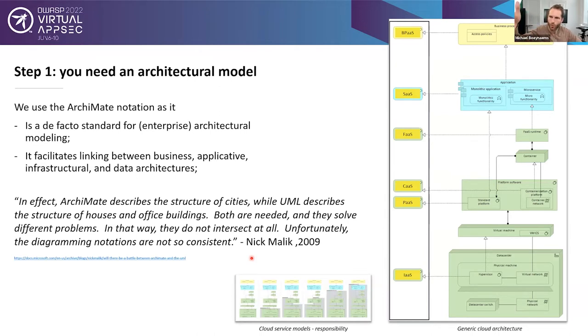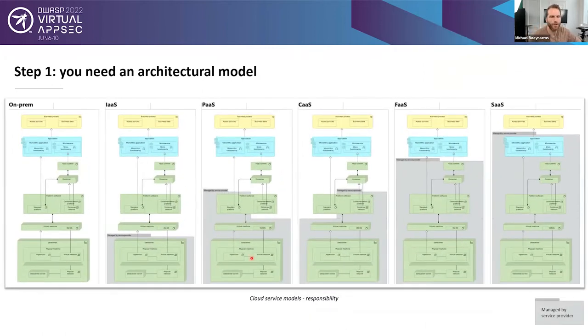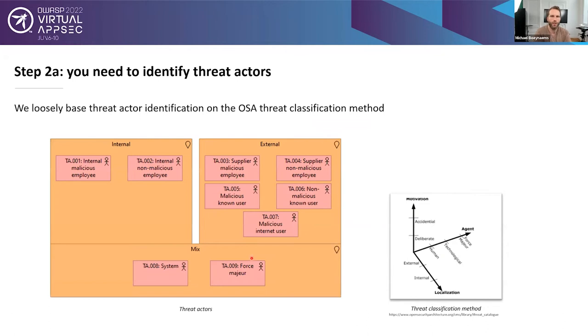So step one is done. We have a model. We have an architectural model in Archimate. And here you see again these different service models. So you see that I was a bit caught up in this because, again, I think it's useful for the future as well. It's just a shared responsibility model, but then modeled in Archimate conceptually, not by Microsoft, not by any other vendor, but just a conceptual model that we could use in this threat model exercise.